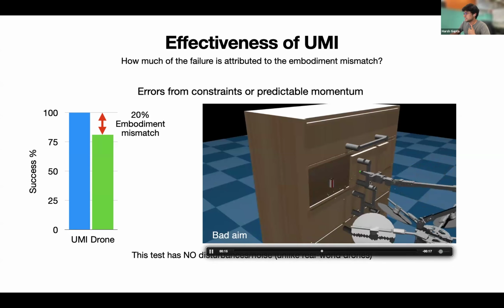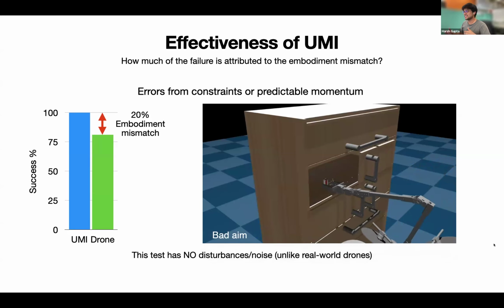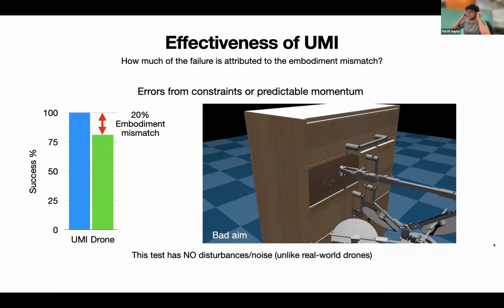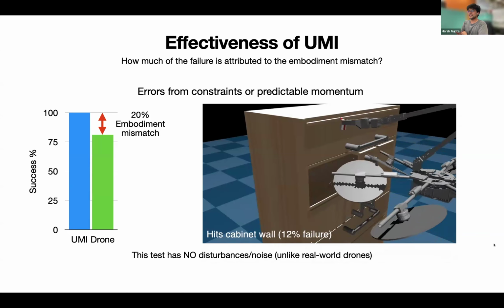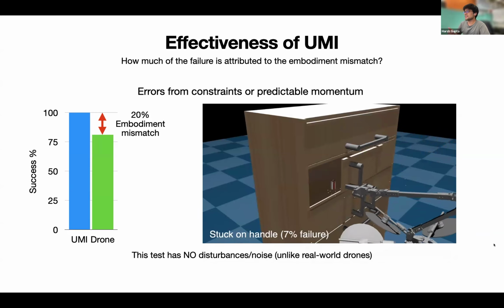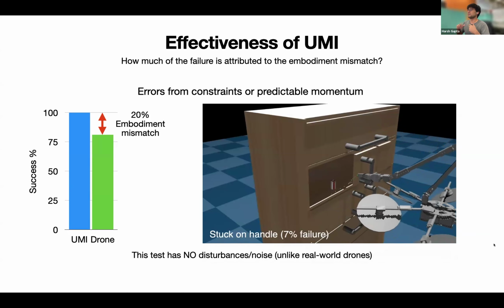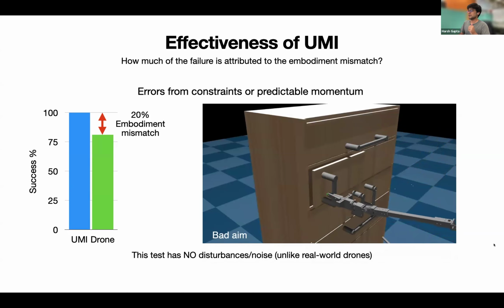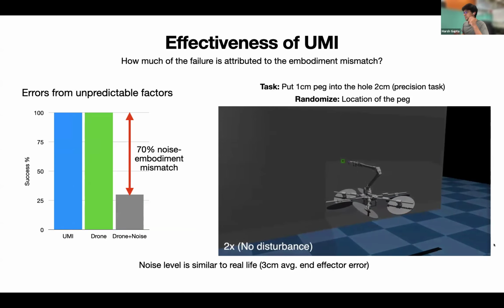This is a successful case opening the door, but it's not able to perfectly grab the can and kind of misses. These failure cases are not seen at all in the UMI embodiment, so our actions aren't being perfectly followed in this case. It's also important to note that all of these errors come from either constraints in your controller or robot, and also from predictable momentums. But we also have a different case where errors can come from unpredictable factors.